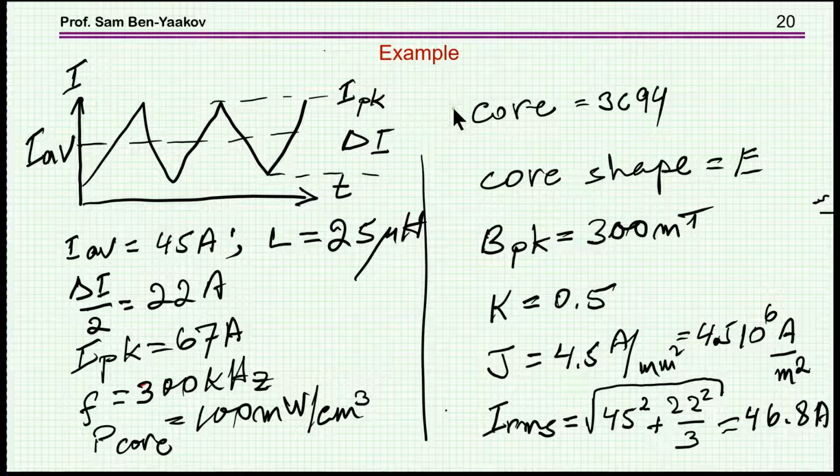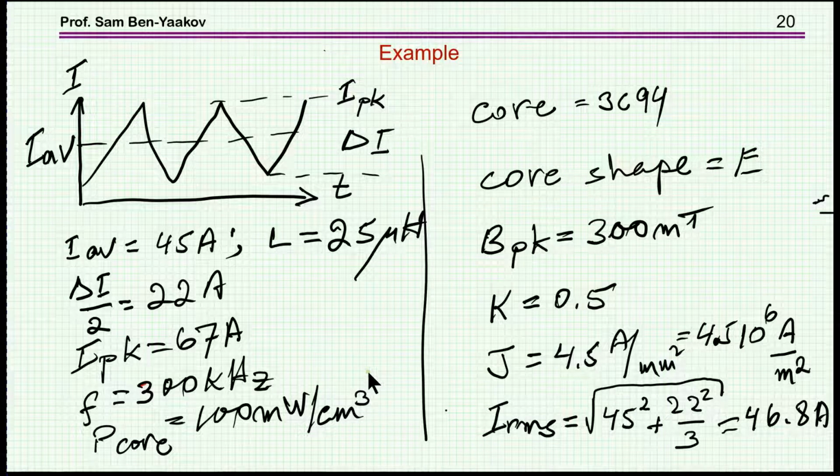Let's take a real example with some numerical values. Suppose we have an inductor which has this type of current in it, and we have the average given. The delta I over 2 is 22 amp, so this is 44 peak to peak. I peak is 67 amp. This is 22 plus 45. We assume 300 kilohertz, and I'm starting with a core loss of 100 milliwatt per centimeter cube.